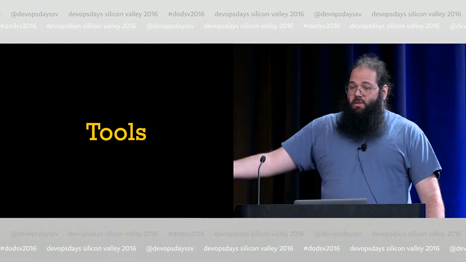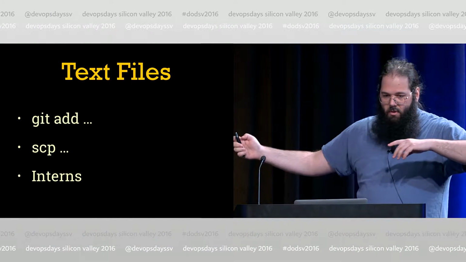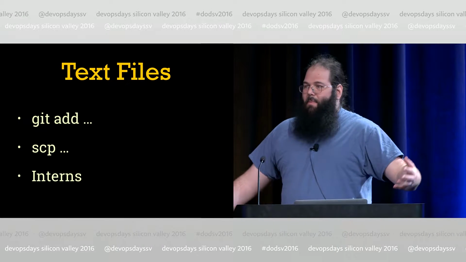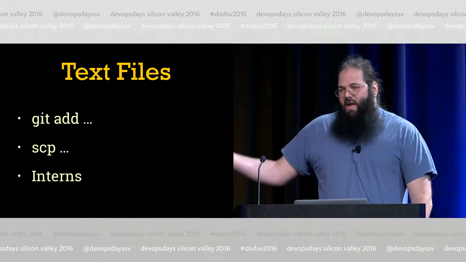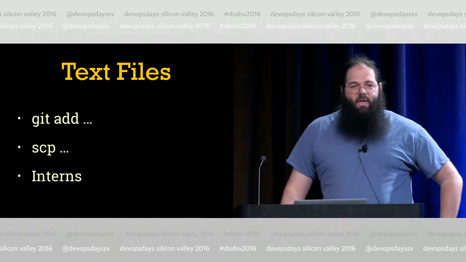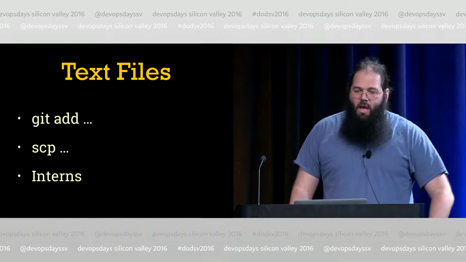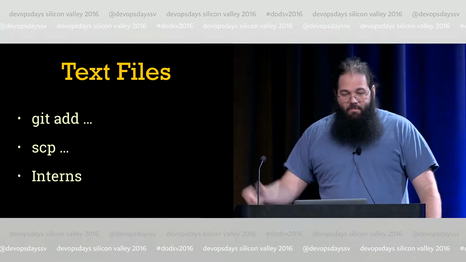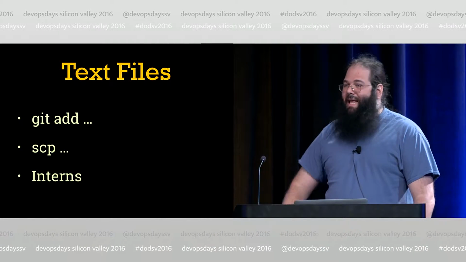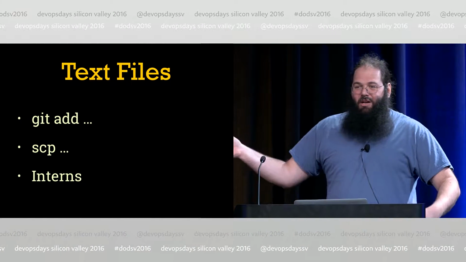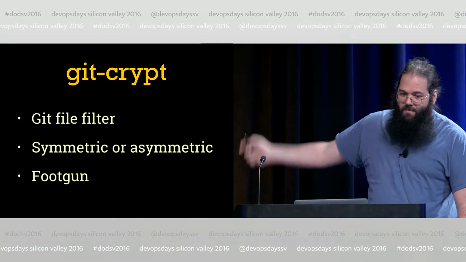Let's talk about some tools. That was the theory part. Now more practice. Starting from the top again, manually moving around text files, what we saw before. Sometimes this will be checking things into your application's repository. Sometimes you'll have a standalone secrets repository. Sometimes you'll just copy files around. That last one is usually how people deploy TLS keys. But we've already talked about why this is bad, so next.